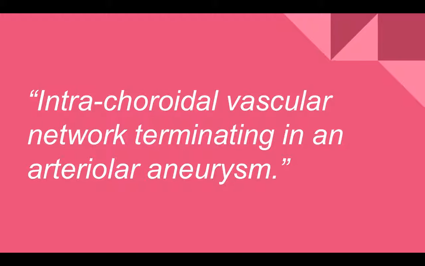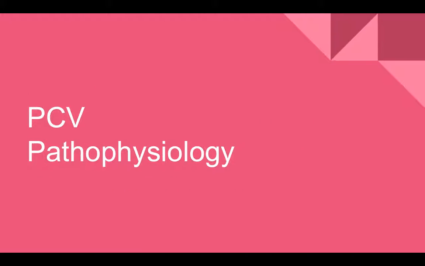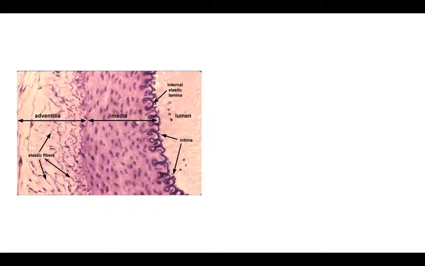Well, let's unpackage that a bit. So it's within the choroid, it's sub to the RPE, and this vascular network, these blood vessels, will terminate in dilations. That's what an aneurysm is, a dilation of the vessel. Now, many things can cause dilations, such as thoracic and abdominal aortic aneurysms. So let's look at the pathophysiology of PCV, polypoidal choroidal vasculopathy. So you've got 3 layers of your arteries here. So you've got the lumen, the tunica media, adventitia, and the tunica intima most intimately, obviously.